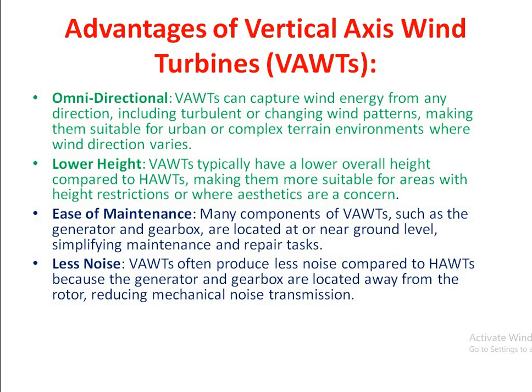Then the maintenance. In case of maintenance, many components of vertical axis wind turbines, such as the generator and gearbox, are located at or near the ground level, simplifying maintenance and repair tasks, which are difficult or complex in the case of horizontal axis wind turbines. Then it produces less noise. Vertical axis wind turbines often produce less noise compared to horizontal axis wind turbines because the generator and gearbox are located away from the rotor, reducing mechanical noise transmission.